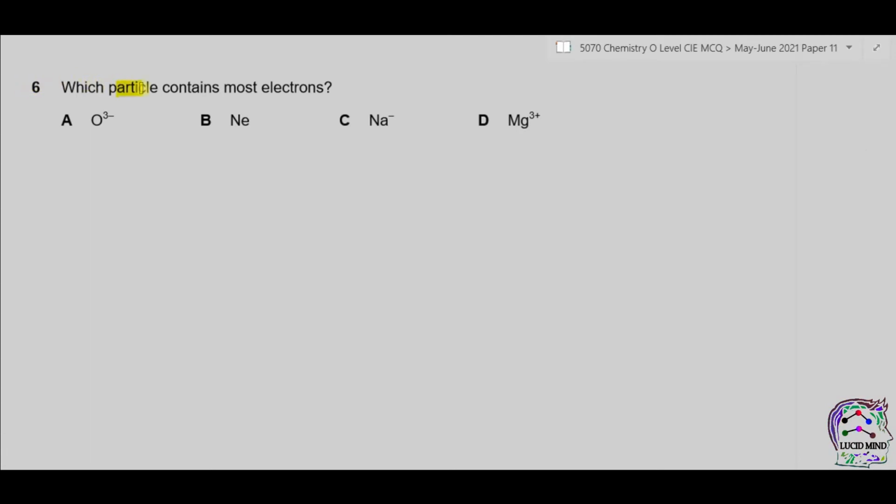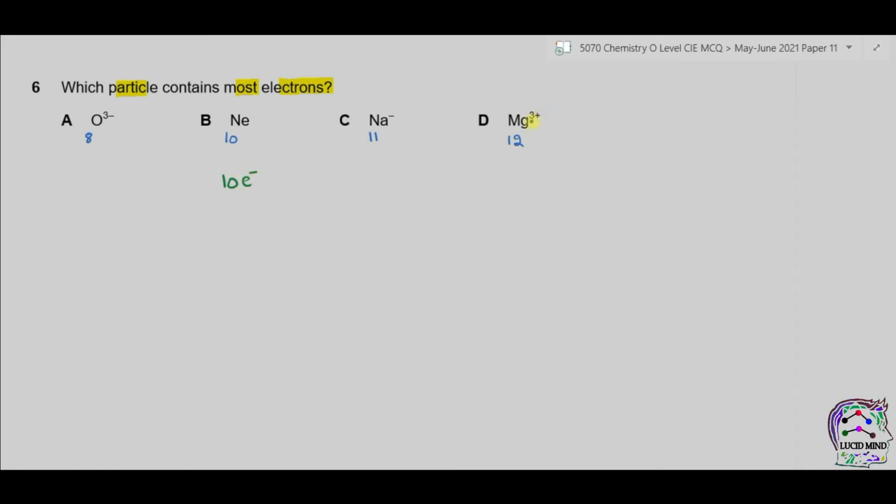Question 6. Which particle contains most electrons? Let's first find the atomic number from the periodic table. For oxygen, the atomic number is 8. For neon, it is 10. For sodium, we have 11 protons. And for magnesium, we have 12. In a neutral atom, the number of protons is equal to the number of electrons. So in neon, we have 10 protons, so there must be 10 electrons present.